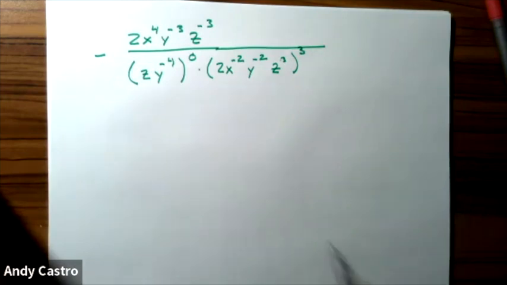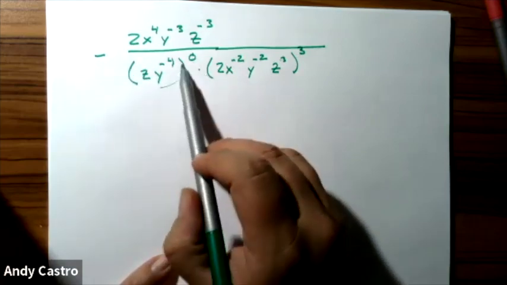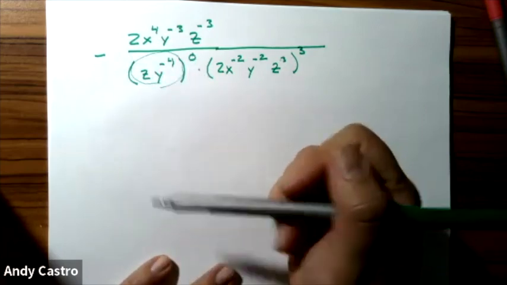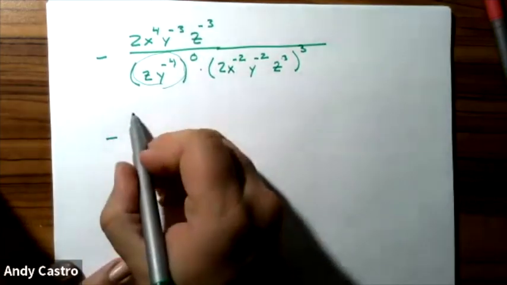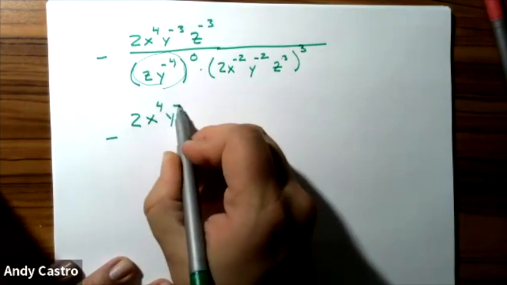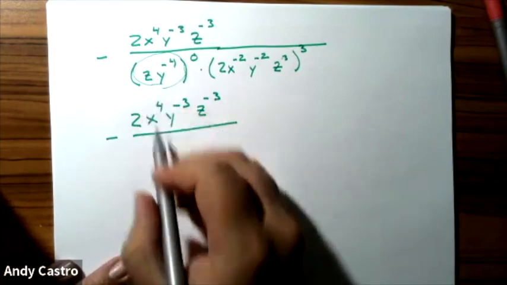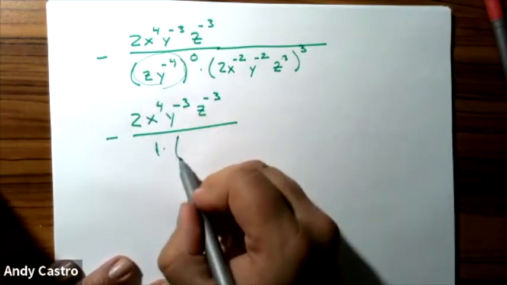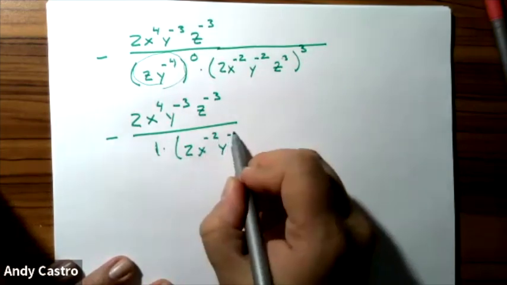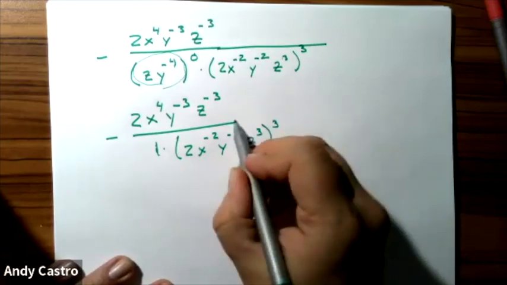But immediately we can say, hey, this quantity right here raised to the 0 power, this whole thing raised to the 0 power, that's just the number 1. So that's pretty easy. So let's just go ahead and do that. 2x to the 4th, y to the negative 3rd, z to the negative 3rd over 1 times 2x to the negative 2, y to the negative 2, z to the 3rd to the 3rd power.